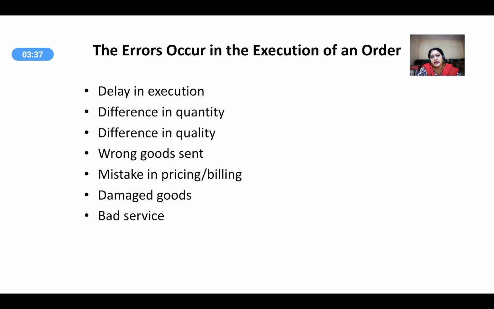What are the errors that can occur in the execution of an order, or what are the different types of complaints that you can expect while an order is placed? It could be delay in execution, difference in quantity, difference in quality, wrong goods sent, mistake in pricing or billing, or damaged goods have been sent, or the service is bad. Any of these or any other reason for that matter usually is considered while writing a complaint letter.